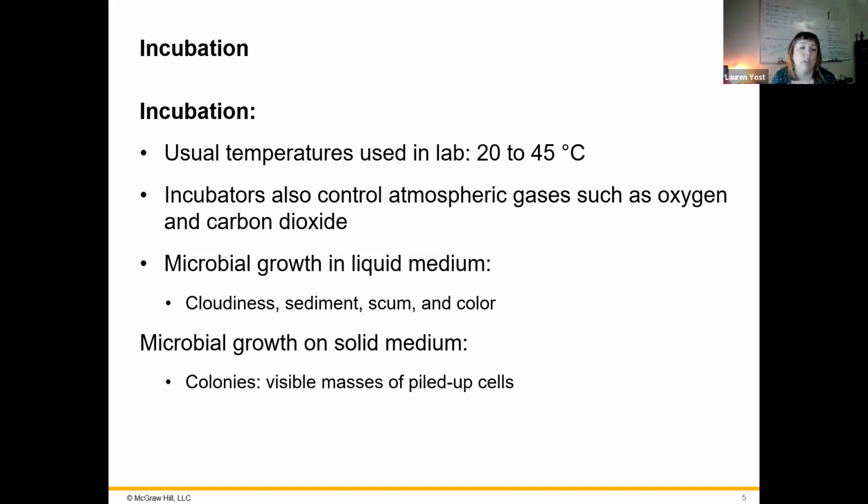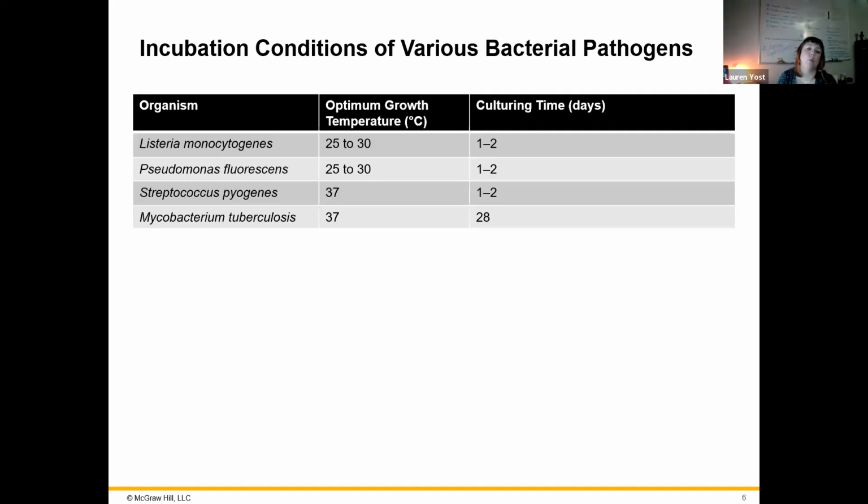Then we have microbial growth in liquid medium. We can determine if something is growing based on the cloudiness, whether there's sediment of some kind, some scum maybe at the top, or changes in color, something like that. All of those would indicate growth in the medium. And then we have on solid medium, those visible little dots that we showed on the previous slide. Those are our colonies. They're masses of piled cells that originate from one single cell. Many organisms grow in what we consider a workable amount of time, 1 to 2 days, including the ones that we work with in the lab.